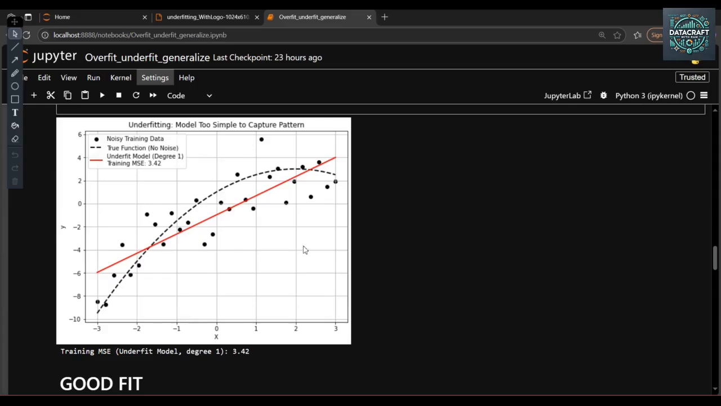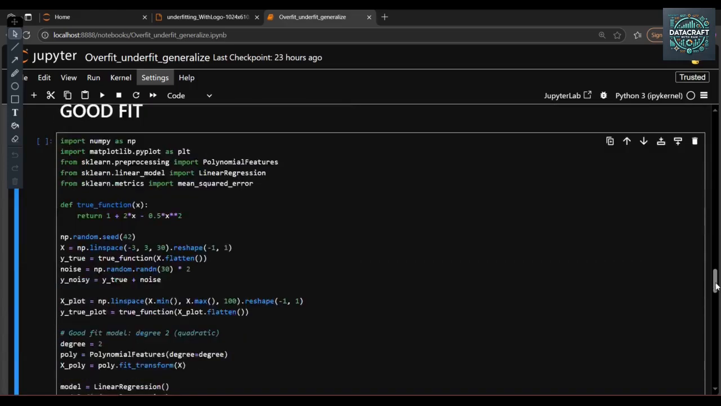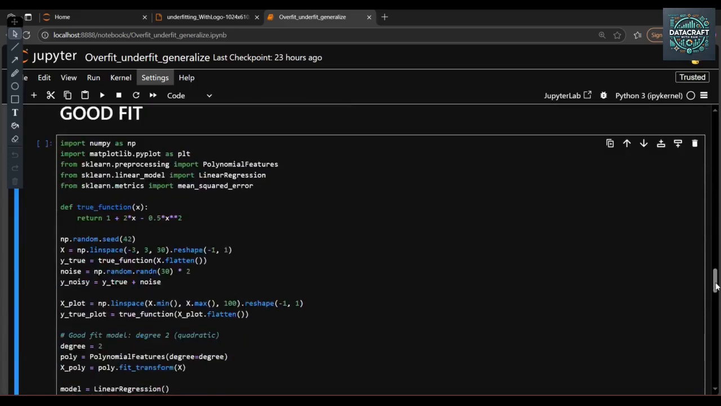So I am moving to the good model, that means the generalized model. The example I have taken is the same. I have trained one model using the NumPy library and Matplotlib, and the model is the same linear regression, and the performance metric is the mean squared error. I have randomly generated the data with the help of NumPy, and then finally I have split the data into independent and dependent variables.